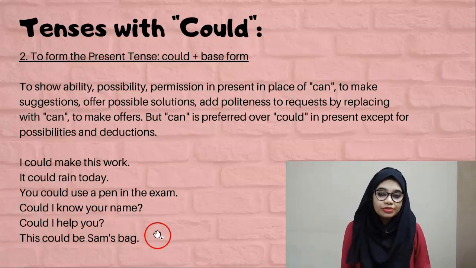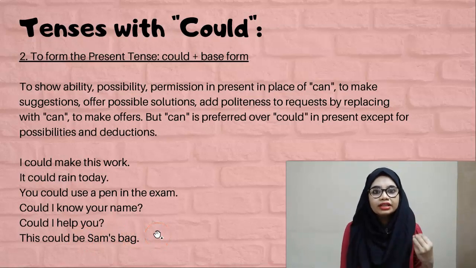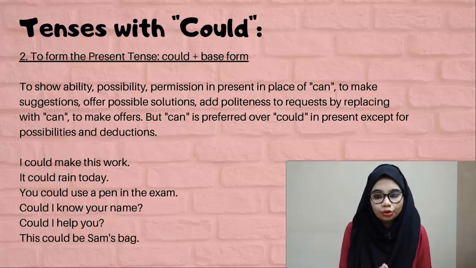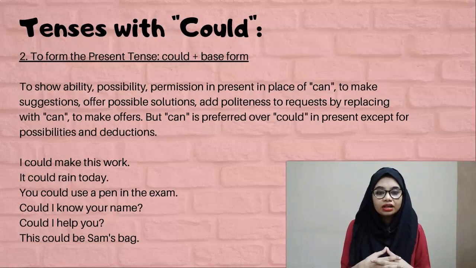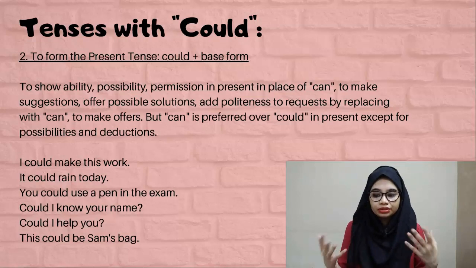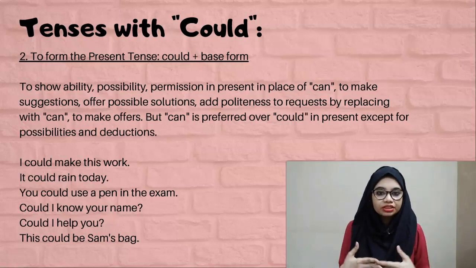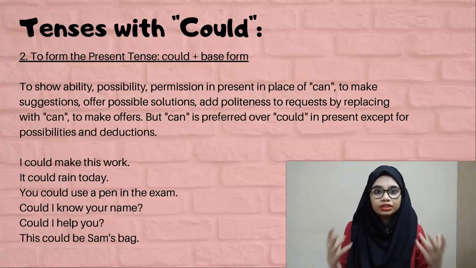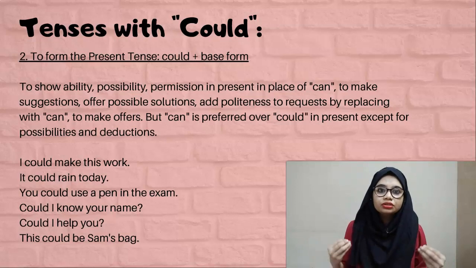This could be Sam's bag. So this is a deduction. So when it comes to deductions, we prefer to use could because we are not 100% sure. So in that case, we will use could. And when it's about possibilities, also we are not making a 100% claim that this is what is happening. So we use could. We try to be a bit more careful and we use could.